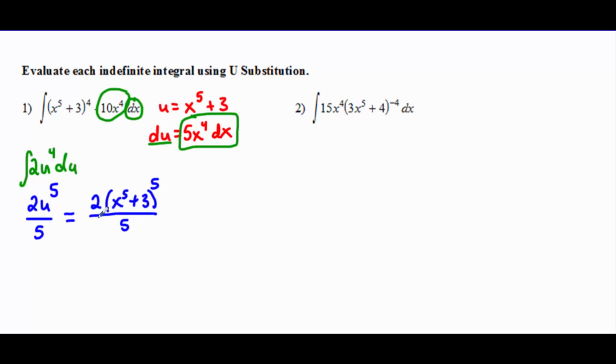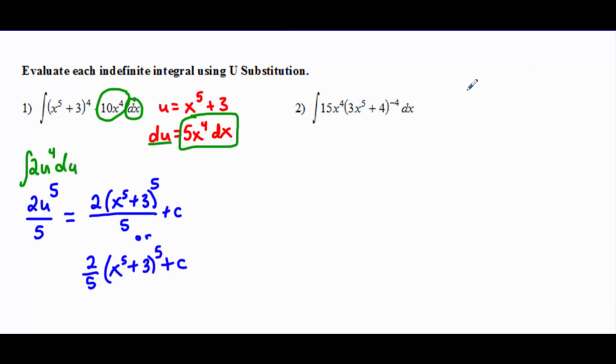We can write it like that, or you can move the 2 and the 5 in front and make it be 2 fifths times x to the fifth plus 3 to the fifth. Either way, we need a plus c because it's an indefinite integral, so we don't know what other constant could be there. So we put plus c to represent that. So in any of our indefinite integrals where we're not plugging in numbers, we should have a plus c.